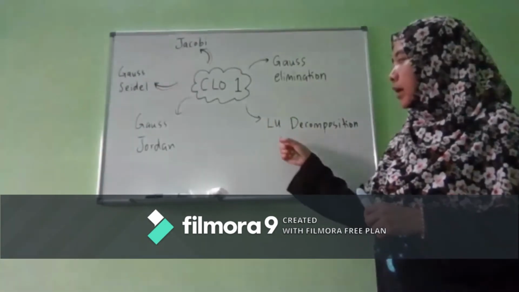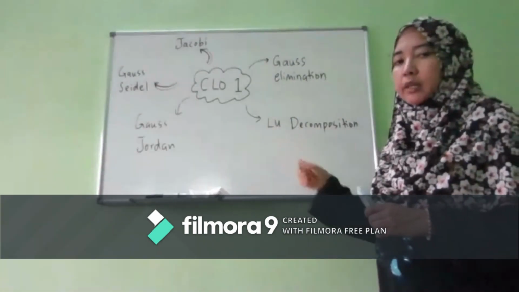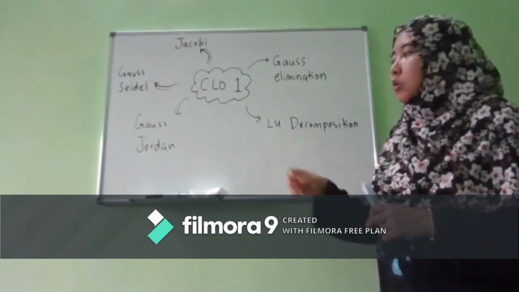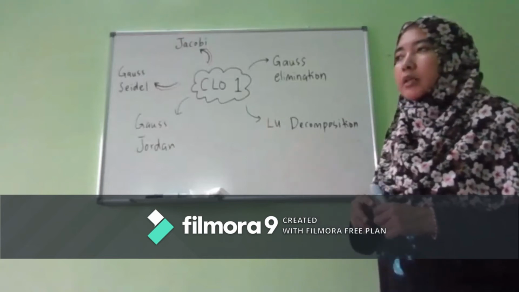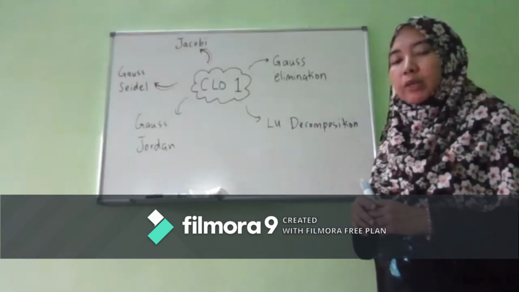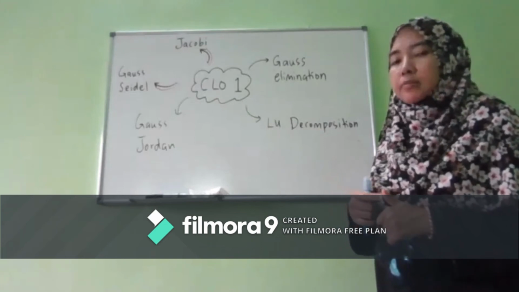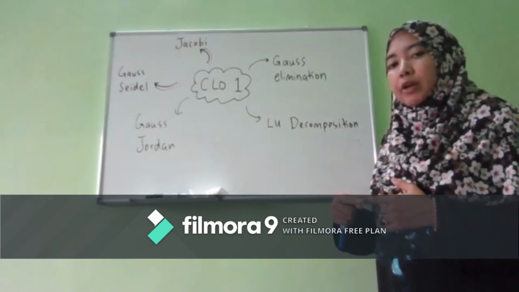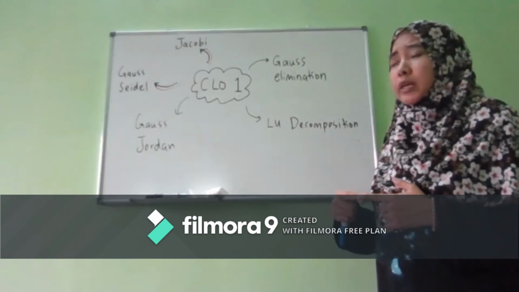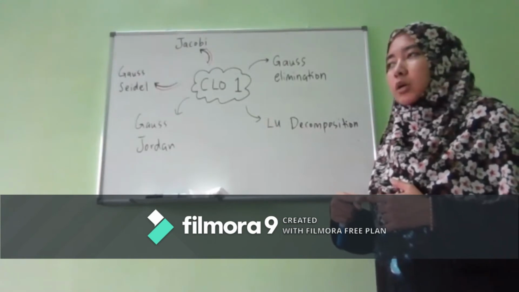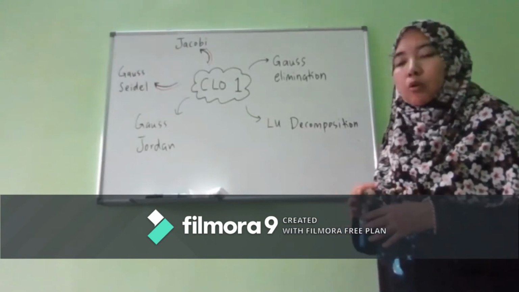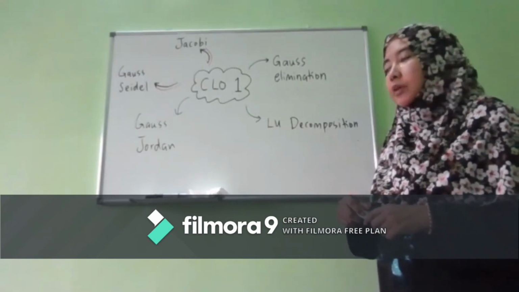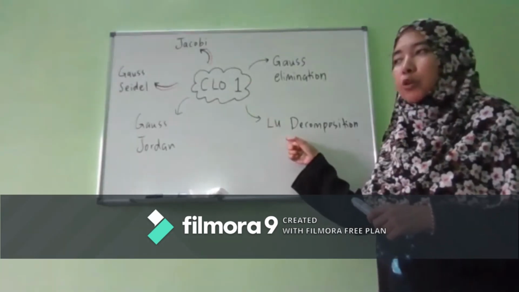Then we have LU decomposition. L means lower, U means upper. In this method, there are different types of LU decomposition. The first one is basic LU decomposition. Sometimes we have a different problem that requires using pivoting, either common pivoting, partial pivoting, or scaled partial pivoting. So this part will be a unique one.